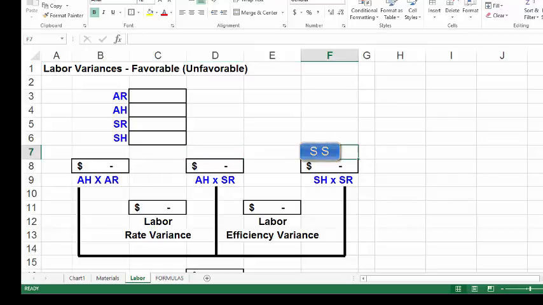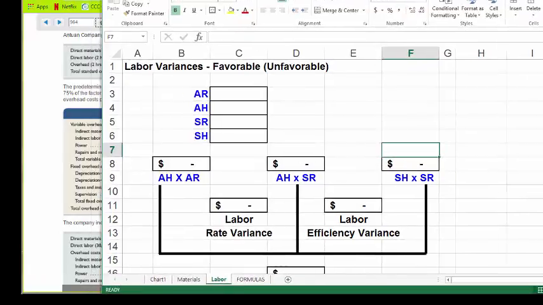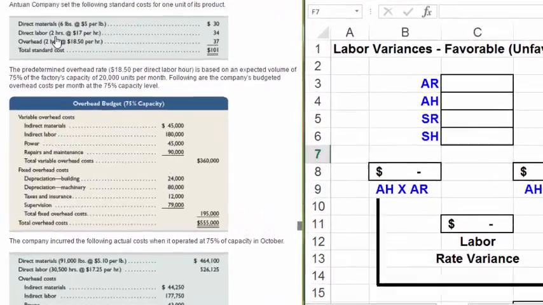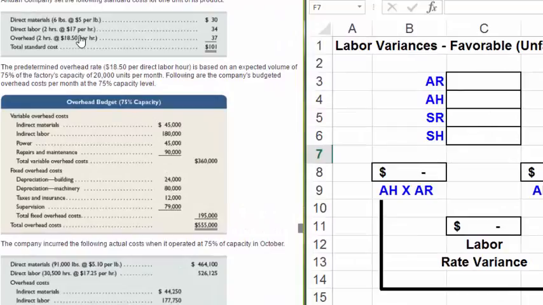So we're going to go back to the problem, page 963, for our direct labor standard. So 2 hours is what we expect, and it's $17 per hour. So that's our standard rate, $17. And our standard hours, again, we're going to use the 15,000, because that's at 75% capacity. Multiply that by the 2 hours per unit, and we get 30,000 for our standard hours.